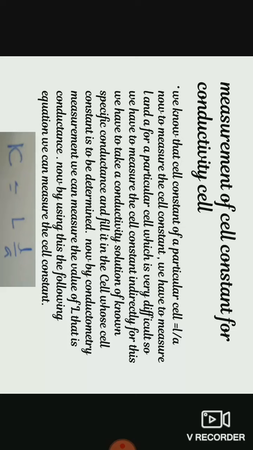We know that cell constant is equal to l by A. Now, to determine the distance between the two electrodes in a cell and the cross-sectional area is very difficult. So to measure the cell constant, we have to take another indirect process. What is the indirect process? We know that the specific conductance means we can fill the cell.